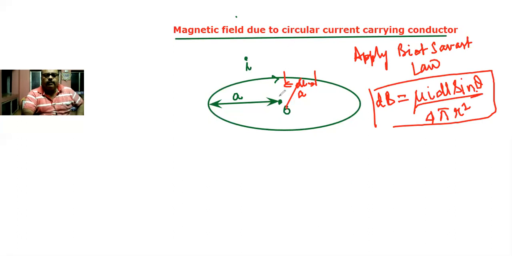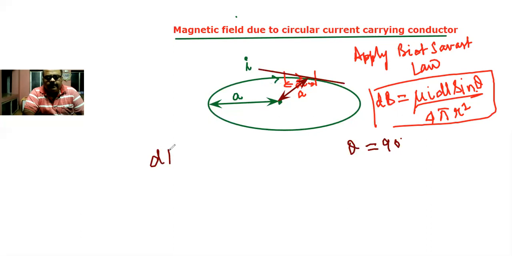Now children, in this case, this is your current element through which the current is flowing. This is my small current element. And if I ask you what is the distance between the current element and the center, that is absolutely equal to the radius. Now what is the angle between them? Because current flowing is tangential and the distance is radial, theta in this case will be equal to 90 degrees.